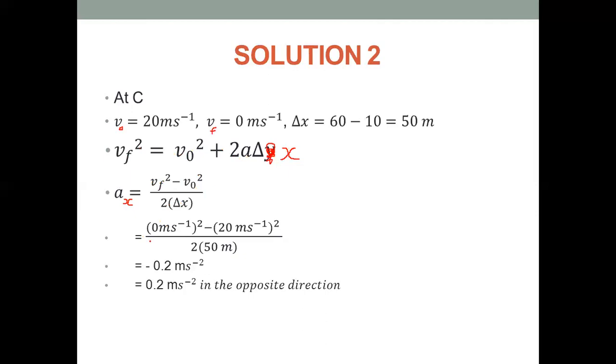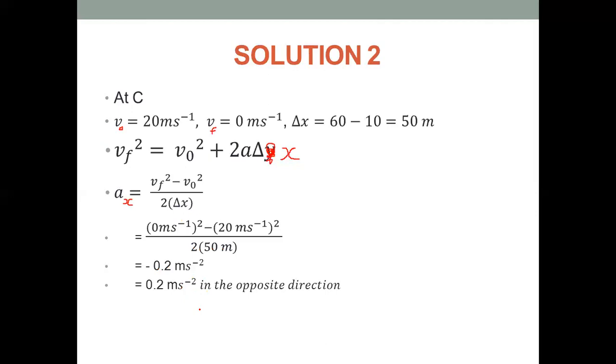Then we make substitution. The final velocity is 0, the initial velocity is 20 meters per second, and we square it. The displacement is 50 meters. All right, let's punch our calculator. So the answer is negative 4 meters per second squared. It is negative because the car is slowing down, which means the acceleration is in the opposite direction.